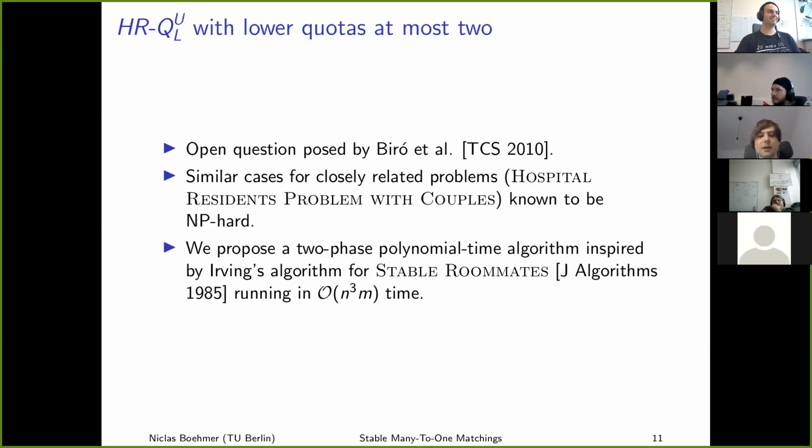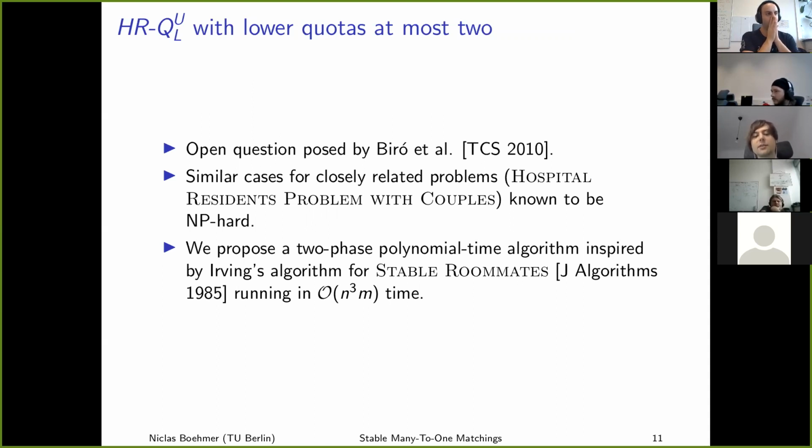And the algorithm is inspired by Irving's algorithm for stable roommates. So in the stable roommates problem, we are given a set of agents, they have preferences over each other, and we want to find a matching of agents, but a one-to-one matching in this case. And we again want to find a stable matching, which means that no agent pair exists that both prefer each other to their current partner. So it's kind of a related problem, but not that closely related.